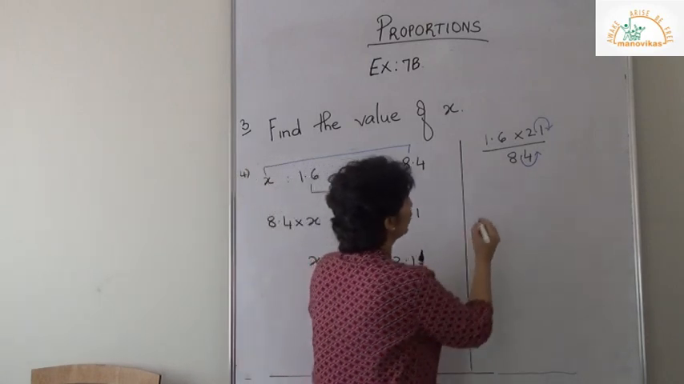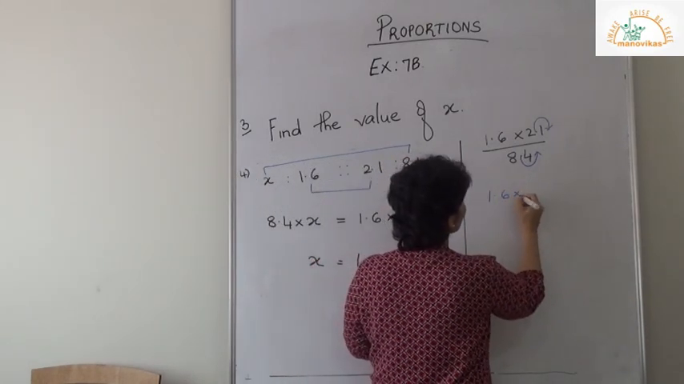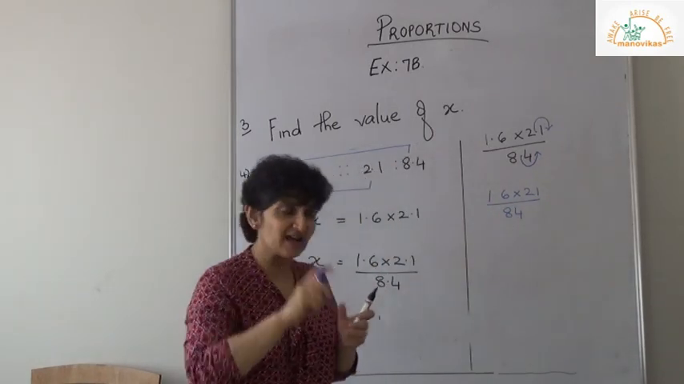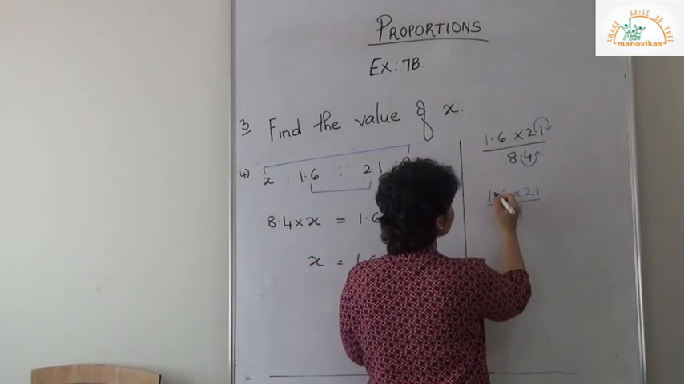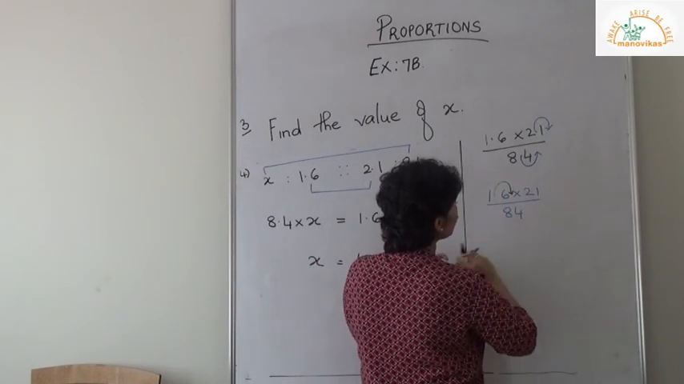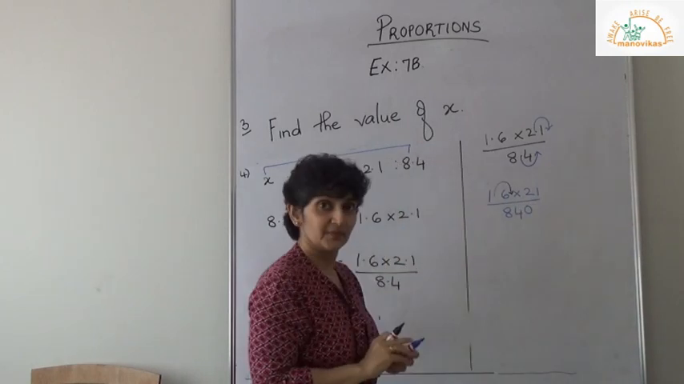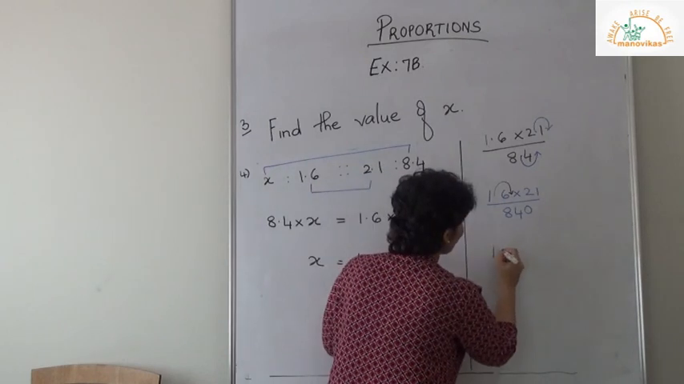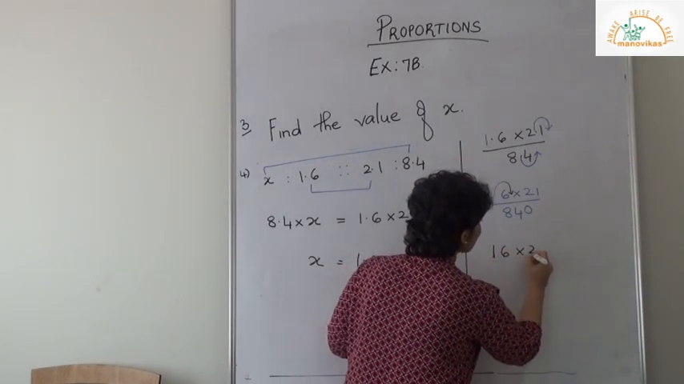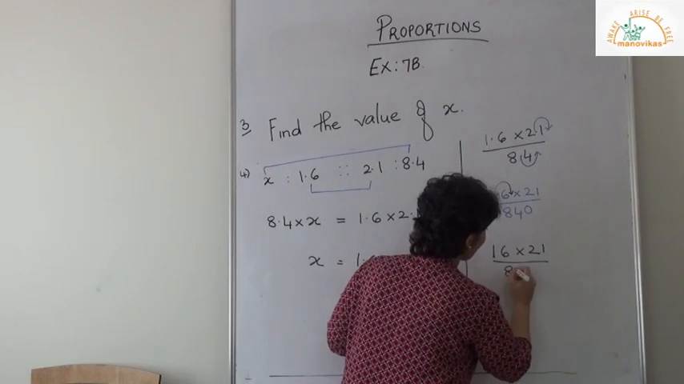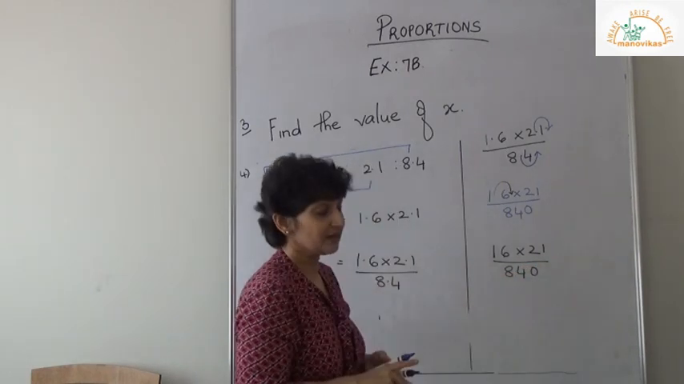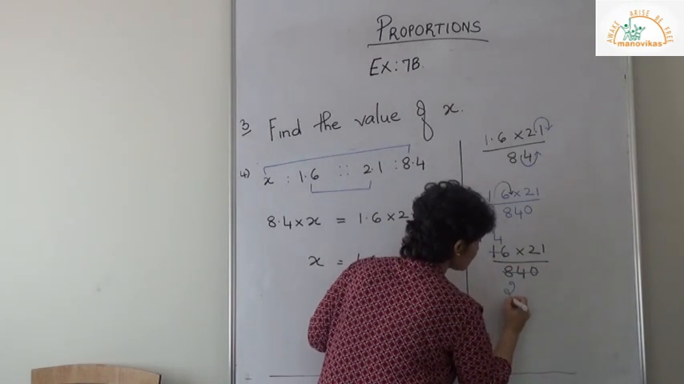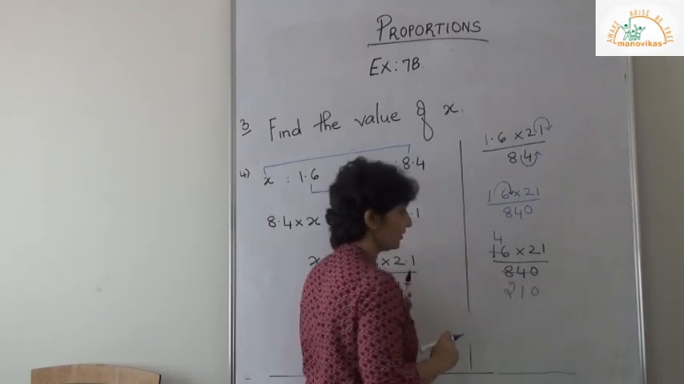So, what do I get? I get 1.6 into 21 upon 84. I still have one decimal, right, children? So, if I shift this, then I get a 0 here. Have you understood? So, if I shift the space, I get a 0 here. So, I get 16 into 21 upon 840. So, 4 4s are 16, 4 2s are 8, 4 1s are 4, 0.